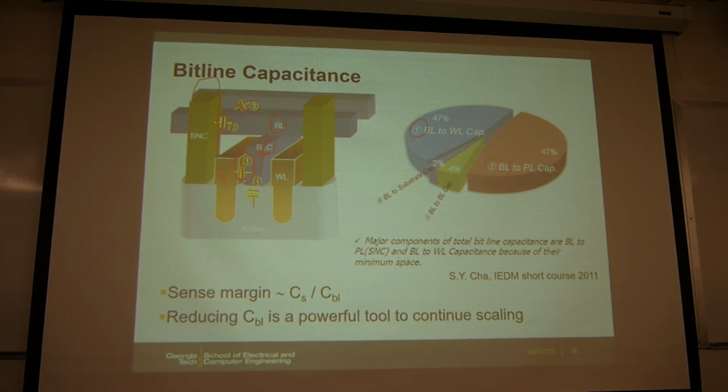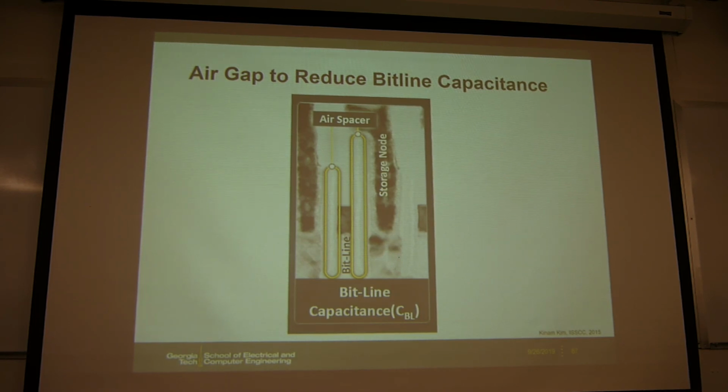So what is the lowest K value you can get? K equals 1, which is like a vacuum or air. Air is close to 1. So this is exactly what industry is doing. So look at this. This is a cross-section image for that.